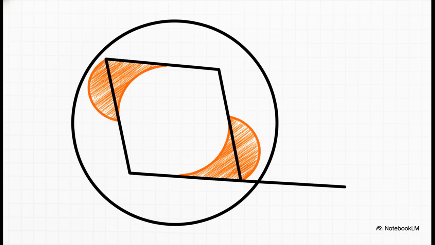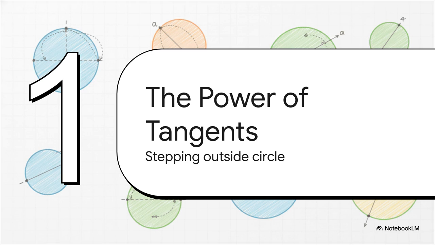If you take one of the lines of that cyclic quadrilateral and just extend it right outside the circle, you create an exterior angle. The rule here is incredibly elegant. That exterior angle is exactly equal to its corresponding opposite interior angle. Yep, you instantly have your answer without having to calculate a single thing. It is a total game changer for speeding up your problem solving. Next up, Section 3, the power of tangents, stepping outside the circle.